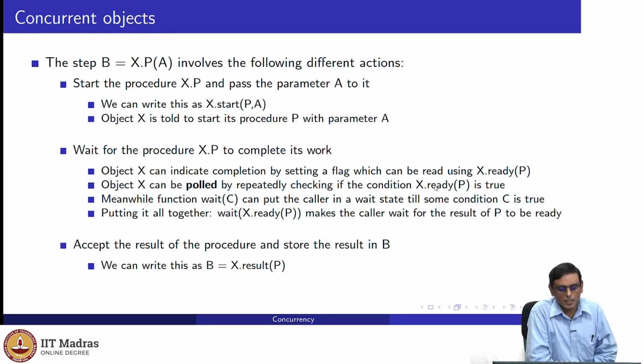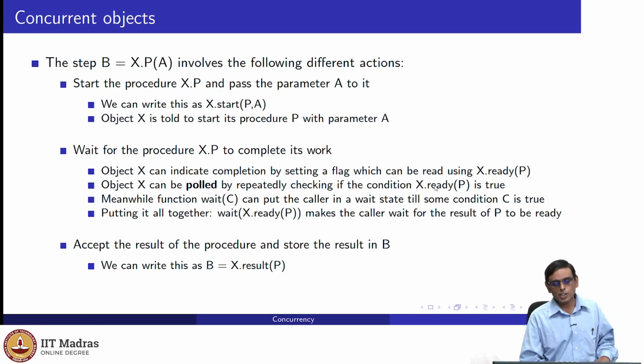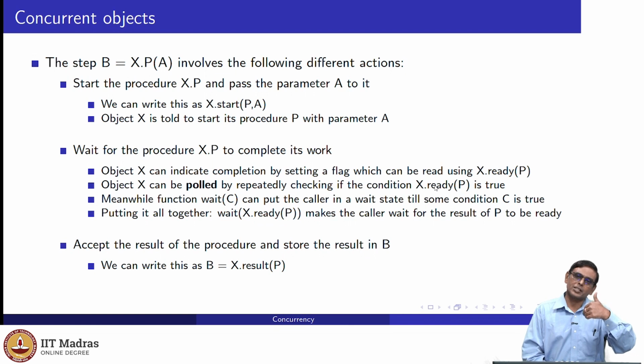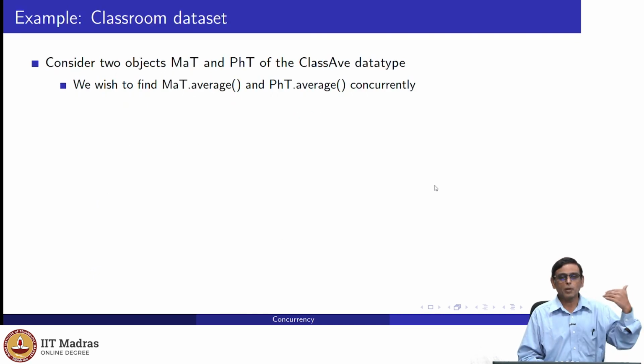So we can write a third function that x implements, which is called result. Remember, we have written already two functions that x implements. One is called start, another is called ready. Now this is the third function, result. You can call x dot result and pass it the procedure name as a parameter, and it will return back the result of it. So the code for concurrency therefore consists of unbundling the procedure call into these three phases.